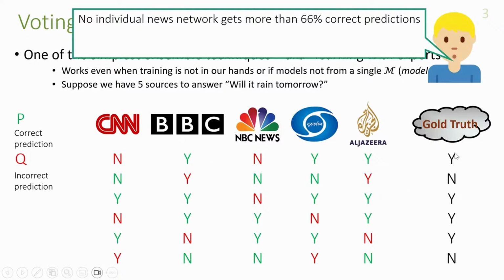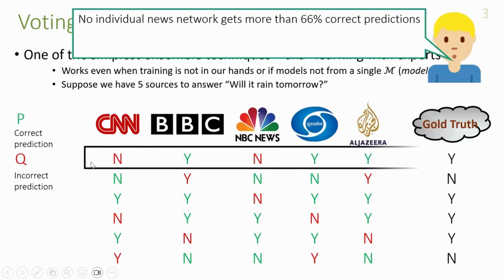Now what I will do, I will use ensemble learning. I will do the voting, right? So I'm not relying on a single source. Now I'm relying on all sources. 1, 2, 3, 4, 5. All 5 sources I'm relying on. And I will do the voting, right?